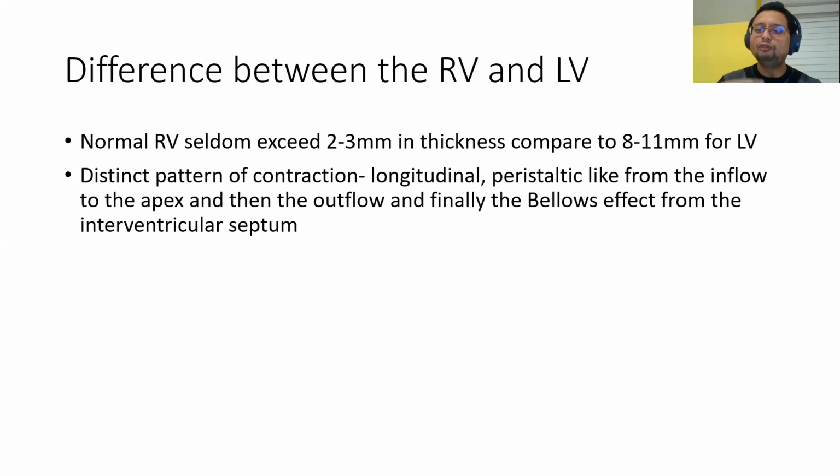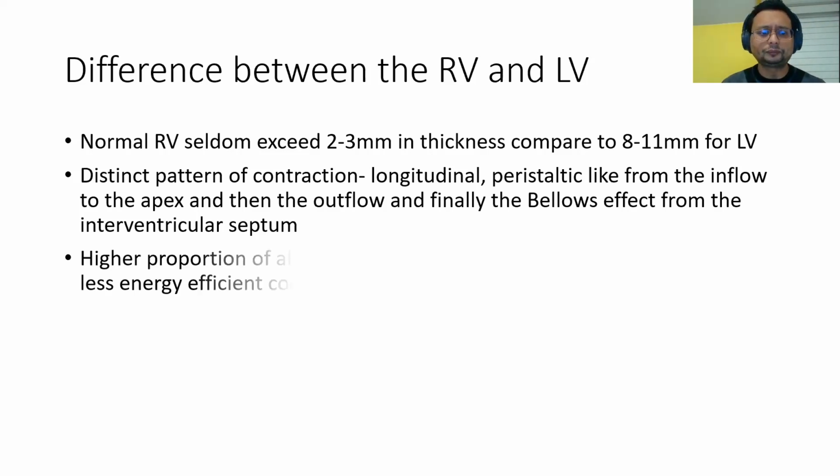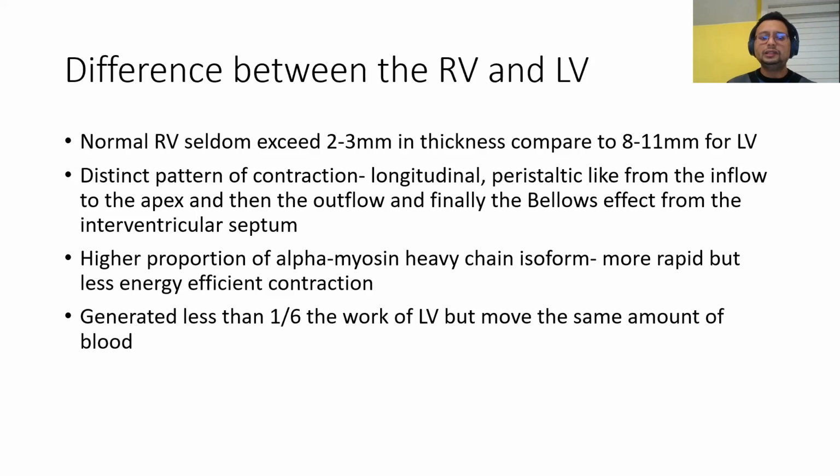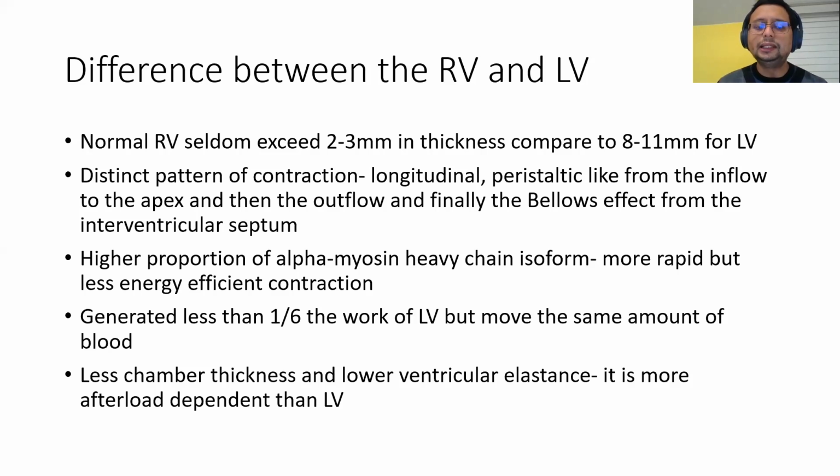And lastly, the importance of the bellows effect. Let's say in your exam, someone asks you what the bellows effect is. The bellows effect is the contribution of the interventricular septum to pull the free wall of the right ventricle towards the interventricular septum. The right ventricle has a higher proportion of alpha-myosin heavy chain isoform. It is a more rapid but less efficient contraction. It generates less than 1/6 the work of the left ventricle but moves the same amount of blood. There is less chamber thickness and lower ventricular elastin. It is more afterload dependent than the left ventricle. Just as the pulmonary circulation develops pulmonary hypertension, the right ventricle will start reducing its cardiac output.